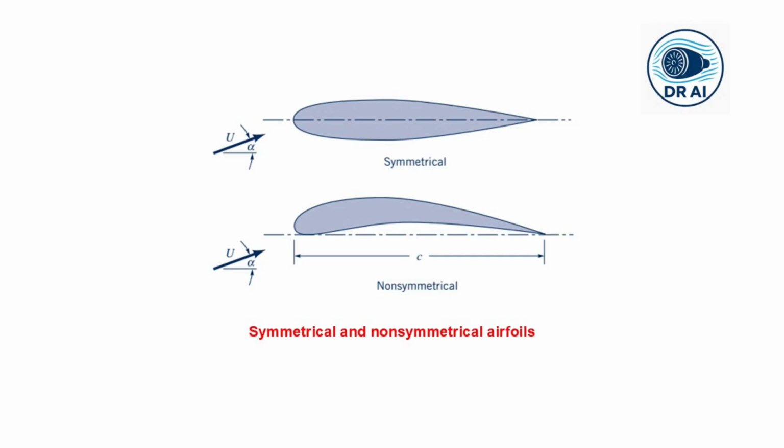So the key concept over here is that lift is generated by creating a pressure imbalance between the upper and lower surfaces, whether that imbalance comes from camber, from angle of attack, or from both. The result is the same: a net force perpendicular to the flow.